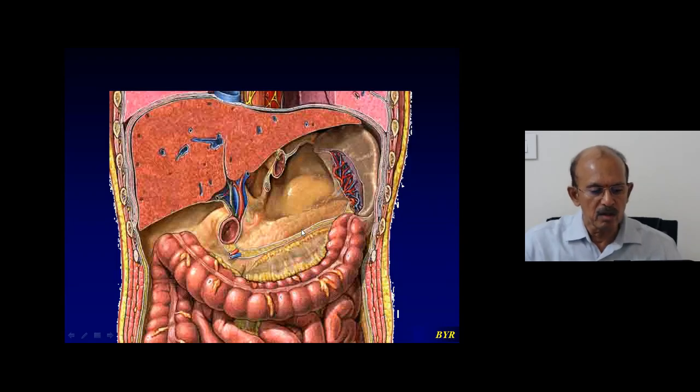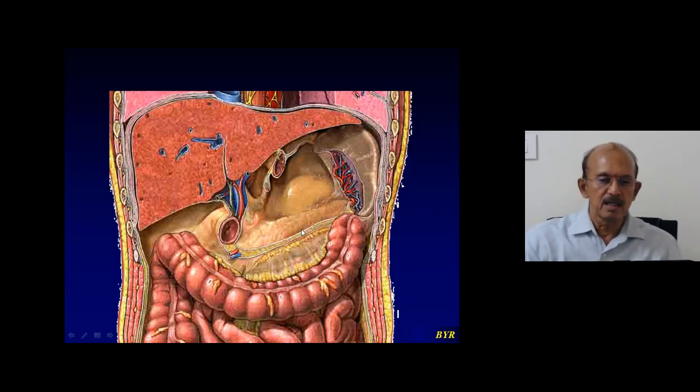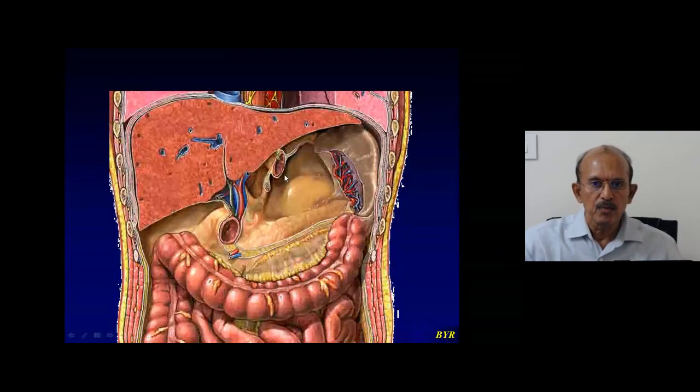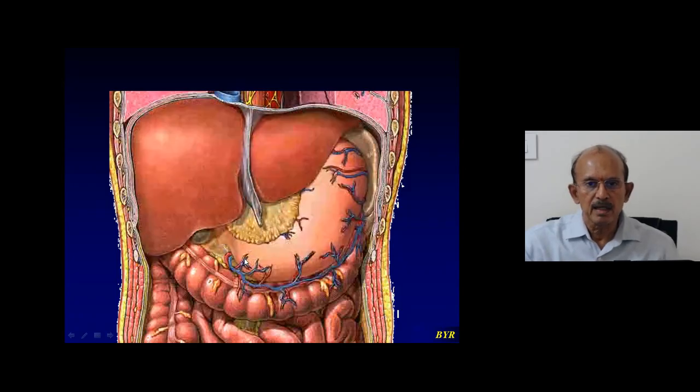That's very good. It's called the lesser sac of peritoneum. So what you are seeing here is the posterior wall of the lesser sac. The anterior wall of the lesser sac is lining the back of the stomach, the back of the lesser omentum, and the back of the liver. And the lesser sac extends into the greater omentum also, into the fold of the greater omentum.